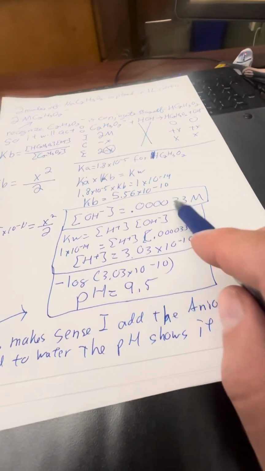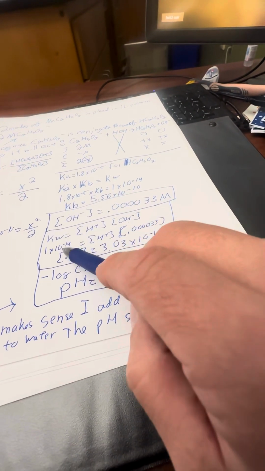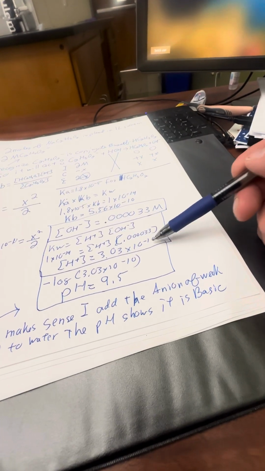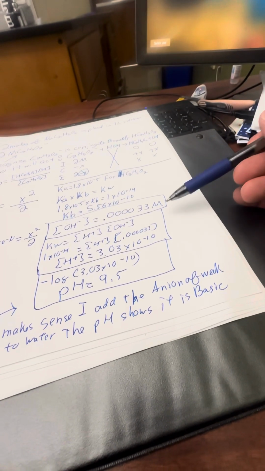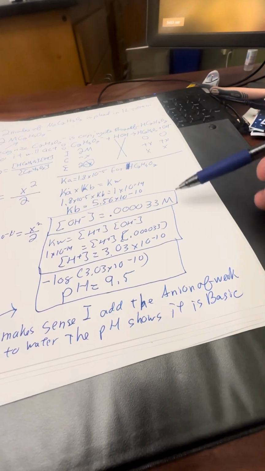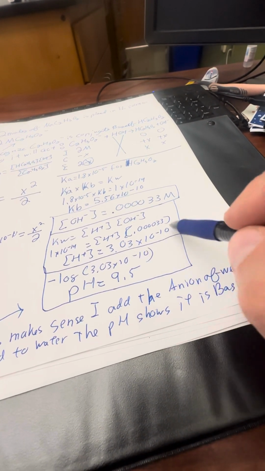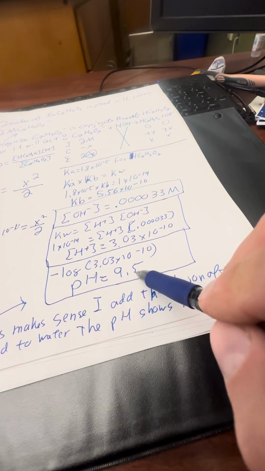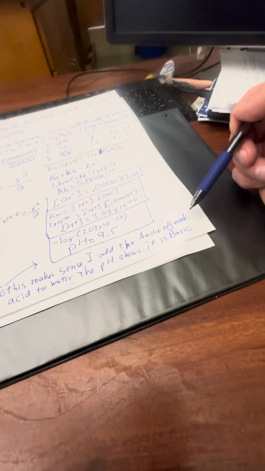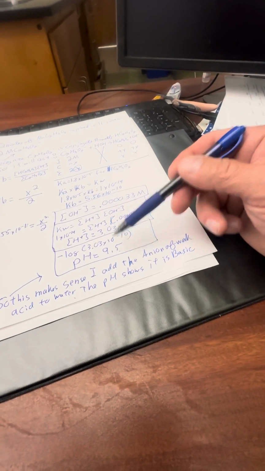Kw is equal to hydrogen times hydroxides. Put that guy there. Hydrogen ion concentration is 3.03 times 10 to the negative 10th. Wow, that makes sense. Since this guy is now in greater quantity, this guy's in lesser quantity. Yay. Negative log of 3.03 times 10 to the negative 10th. My pH is now 9.5. So this makes sense. I add the anion of a weak acid to water. The pH shows that it's actually basic. It's above 7.